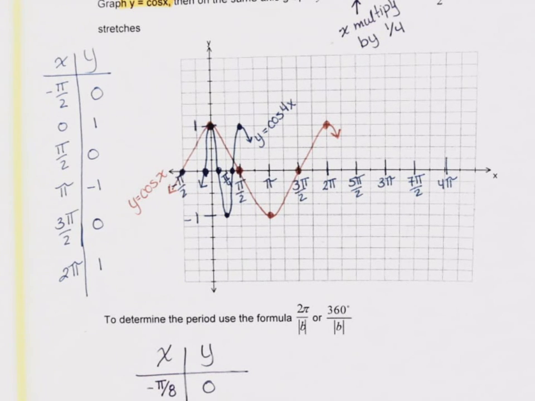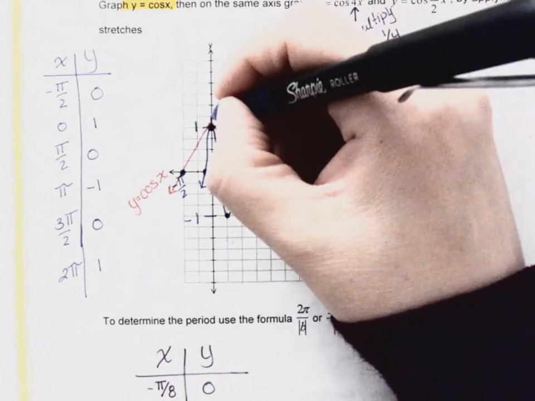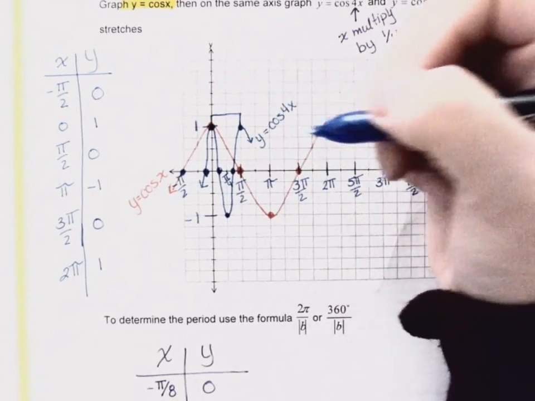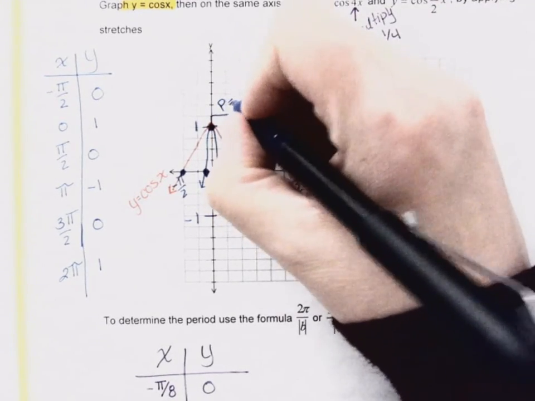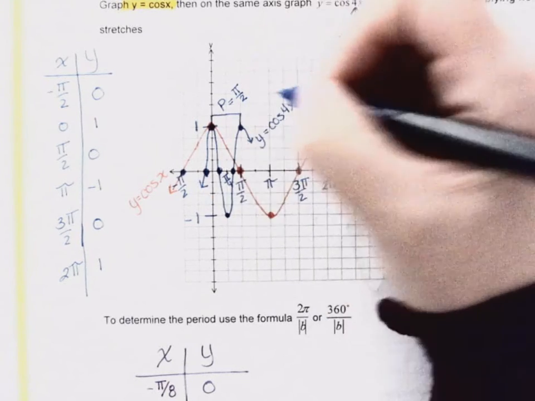I have a question. What's the period of this? Pi over 2. Okay, look at your graph. Max to max, look at the little one. From a max to a max is a period. And how far have we gone there? So my period is pi over 2.